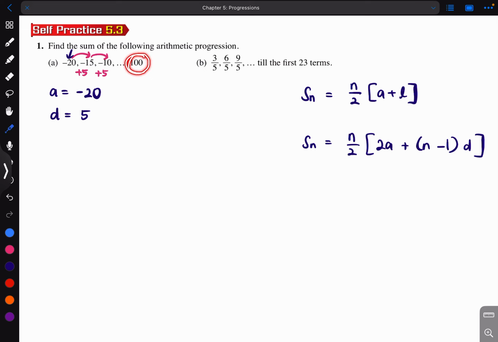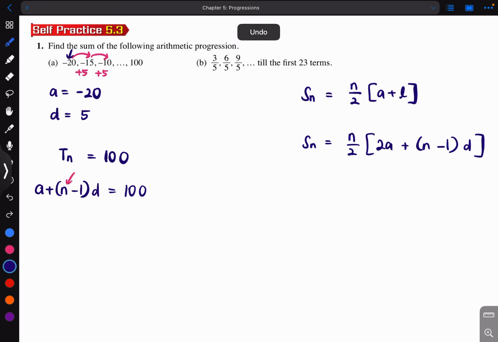We know the nth term is 100. So we can say Tn is 100. The formula for Tn is A plus n minus 1 D equals to 100. So we need to find this n. We sub in the values now. A is negative 20, n minus 1, D is 5.